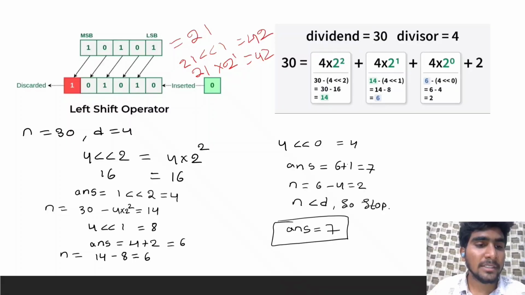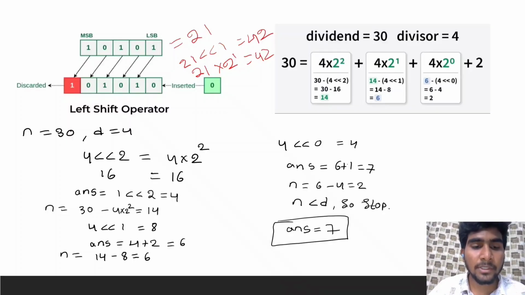Let us take n equal to 30 and d equal to 4. 4 left shift 2 is equal to 16. If 4 left shift 3, then we get 32. 32 is larger than 30. So we always take the number which is equal to n or less than n. So 16 is better than 32, which satisfies the condition.